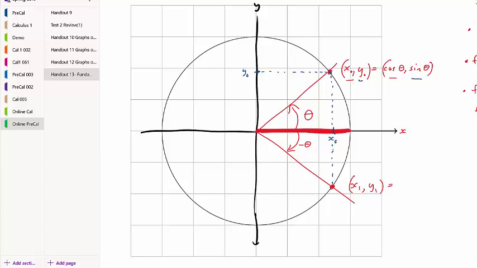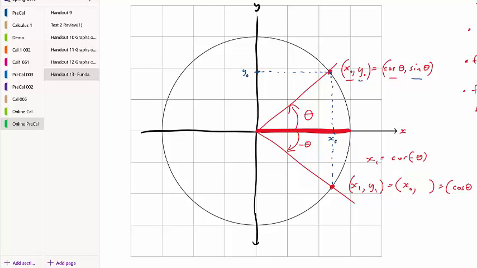And so note that as far as the x value is concerned, x1 is the same thing as x naught, which is the same as our original cosine theta. And again, what does x1 equal? x1 equals the cosine of negative theta. So we're saying cosine negative theta is the same as cosine theta.